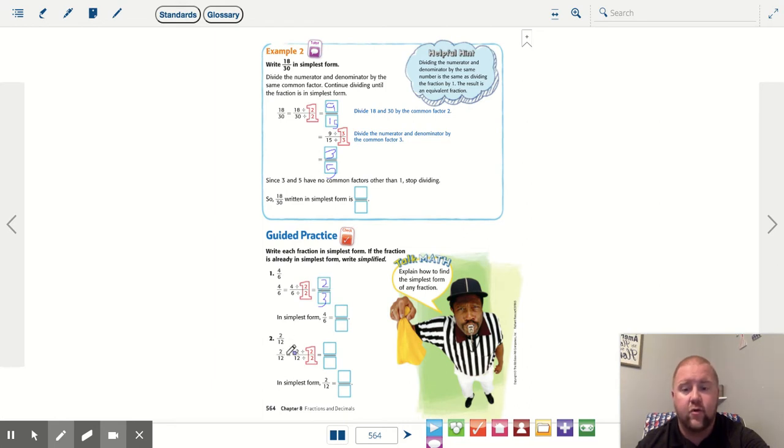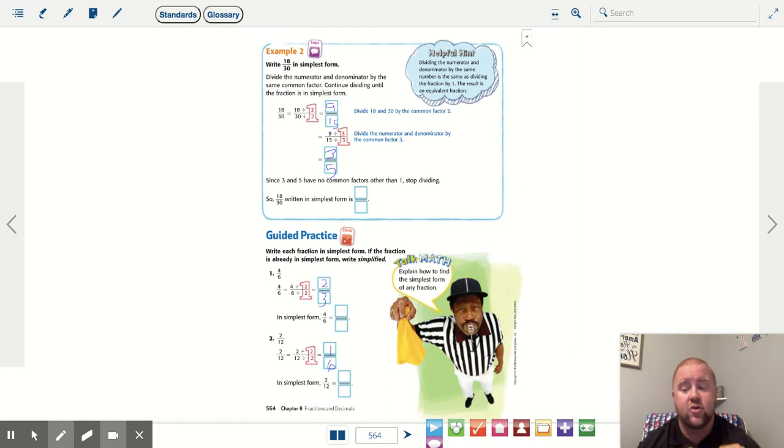And then 2/12, same thing. You might think, okay, well, 2 can only be divided by 2 and 1. So I divide them both by 2 and I get 1/6. All right, so then that would give me the answer for what the fraction is in simplest form.